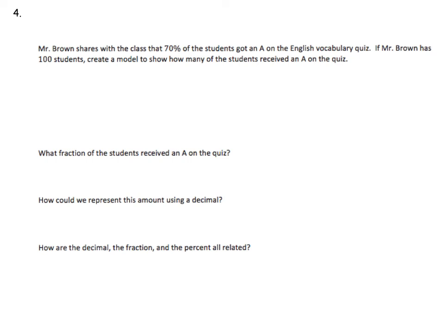And our last problem says, Mr. Brown shares with the class that 70% of the students got an A on the English vocab quiz. If Mr. Brown has 100 students, create a model to show how many students received an A on the quiz. So what I need you guys to do is draw, out of our 100 student model, the 70% that got an A. So create a model, then come back and check it.